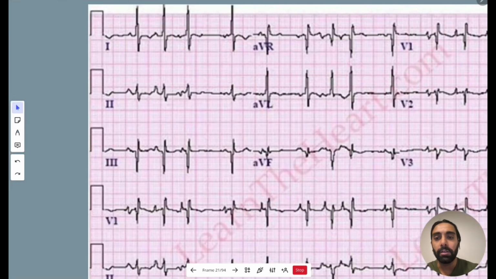If you think irregularly irregular, automatically number one should be AFib on your list, but here you can see in leads 2, you have a P wave. You have 3 different types of P waves, so this is not AFib. AFib is not the only arrhythmia that can cause irregular rhythm, but if you see 3 different P waves with a tachycardic rhythm, that's called multifocal atrial tachycardia.